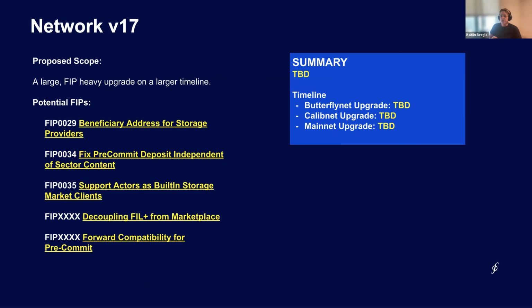Otherwise, as you know, we're already shifting into thinking about Network v17 and what the scope and timeline for this is going to look like. Here, what we have are the 5 FIPs that seem to make the most sense and be the highest priority. I know that alongside FIP 34, which Alex wrote up, Kuba also put in another forward compatibility pre-commit fix that will probably be added to this list also. But please know, of course, this list is still very, very tentative.